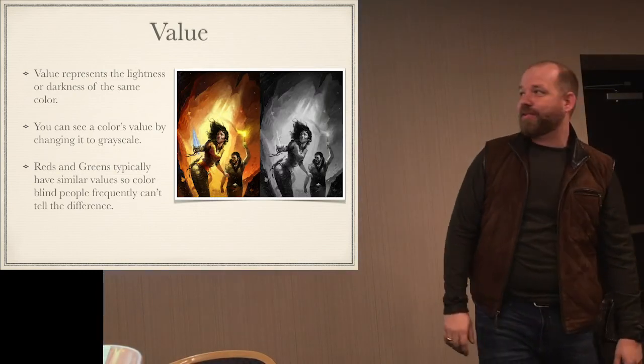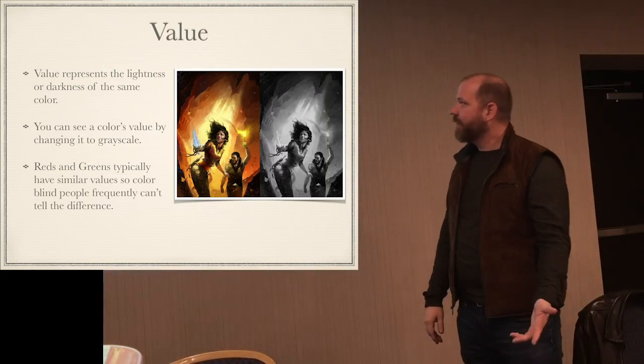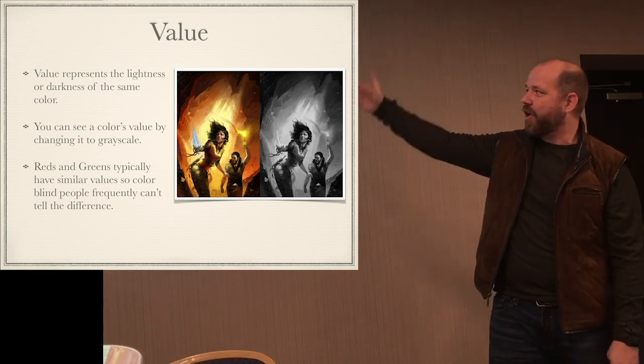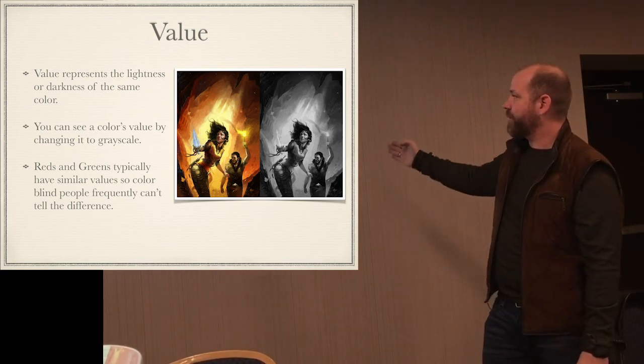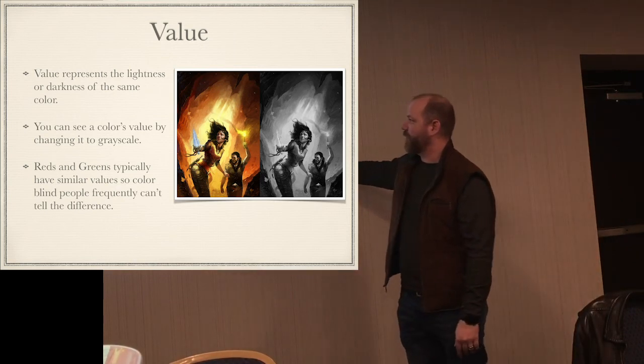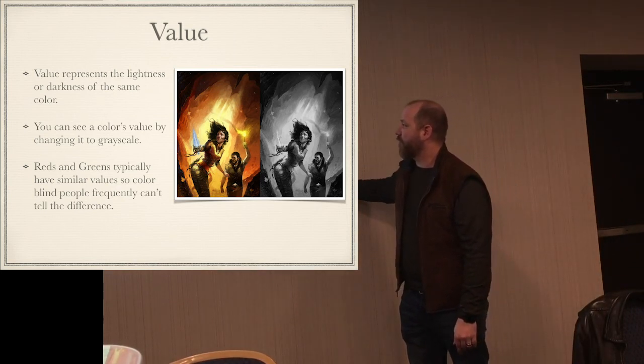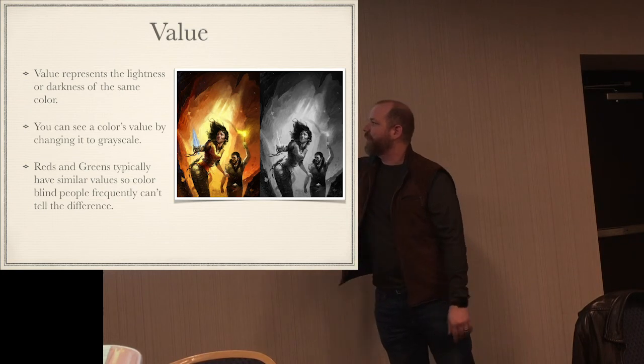So one of the elements of composition is value. Value represents the lightness and darkness of the same color. One of the ways you can see the values is by simply converting the image to grayscale. Then this is a dark value, this is a light value.